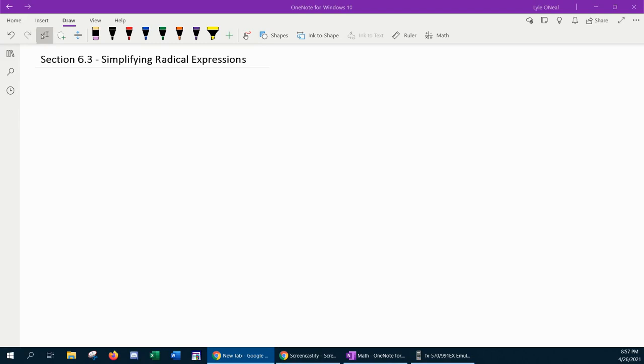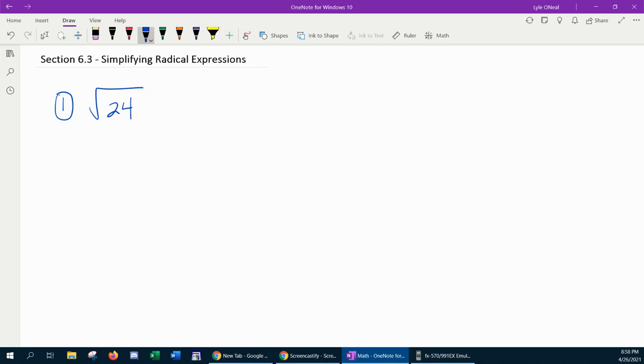Let's get started. So first of all, simplifying radical expressions means that you need to reduce your radicals to lowest terms. And we'll start with an easy example first. Number one, let's say we have the square root of 24, and we want to simplify completely.